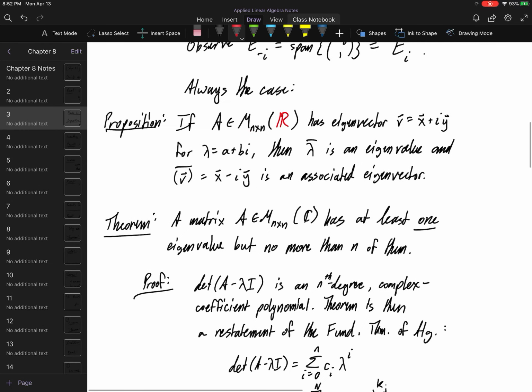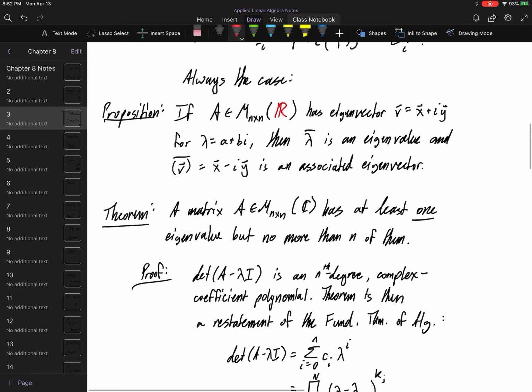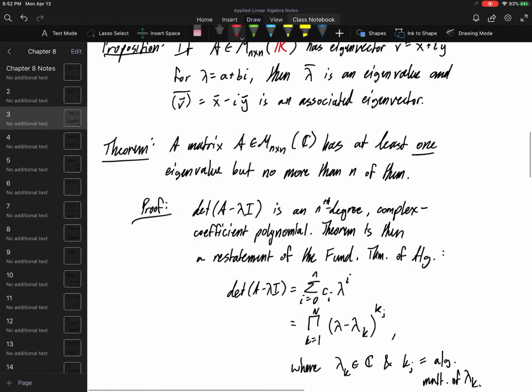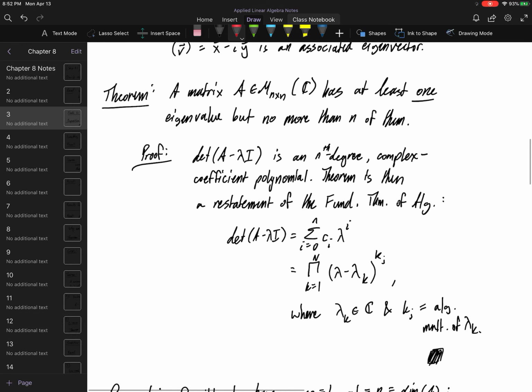Now, it is always the case here. Yeah, so proposition, this is always the case. If you have an eigenvector corresponding to lambda equals a plus bi, then a minus bi is also an eigenvalue, and the conjugate x minus iy is an associated eigenvector for that conjugate eigenvalue. So again, nice interplay between complex conjugate pairs and the complex conjugate pair eigenvectors as well.